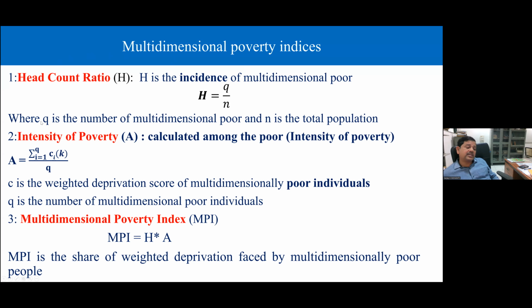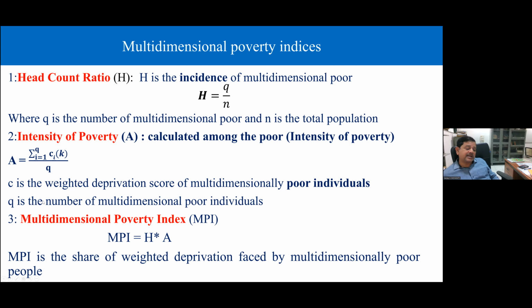Now the second indicator is known as the intensity of poverty, or A. This is basically calculated among those who are multidimensionally poor. It is like a poverty gap ratio: how far poor people are from the poverty line. That means, among those who are multidimensionally poor, on average, to what extent they are deprived. This is known as the intensity of poverty.